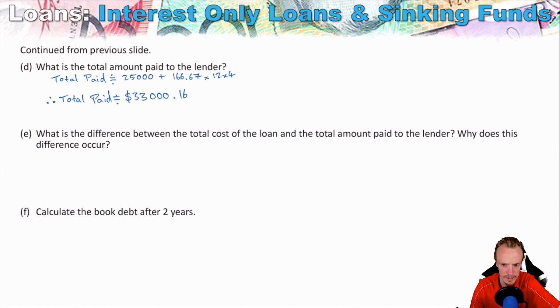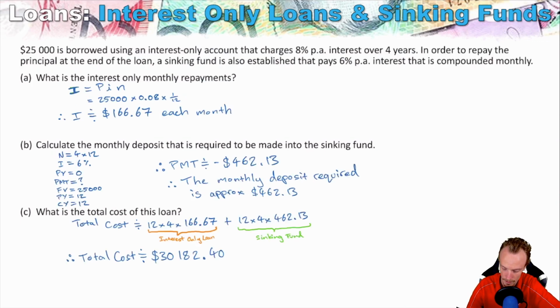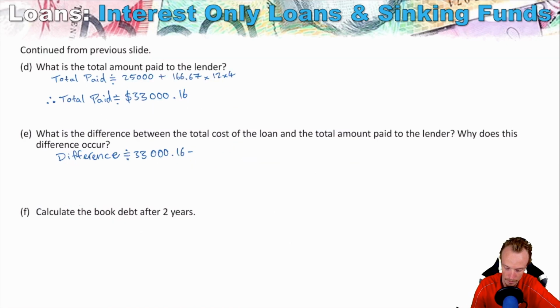So you can see there's an obvious difference here, and the first thing the question wants us to do is calculate that difference. So let's just quickly do that. The difference is approximately equal to $33,016, subtract away the $30,182 and 40 cents.